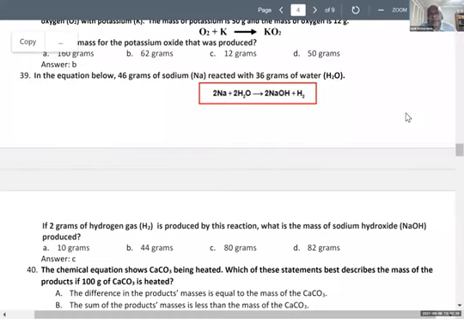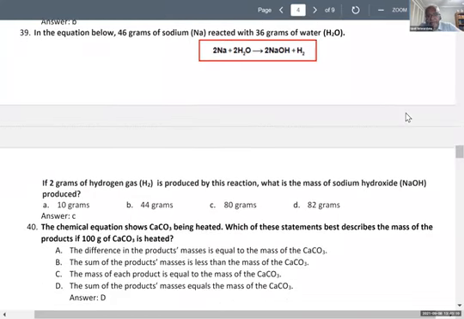This is about conservation of mass. For example, sodium with water produces sodium hydroxide and hydrogen. If 2 grams of hydrogen are produced by the reaction of 36 grams of water and 46 grams of sodium, then 36 plus 46 is 82. On the left side is 82. If 2 grams are produced as hydrogen, then sodium hydroxide should be 80 grams. That's why the answer is 80.